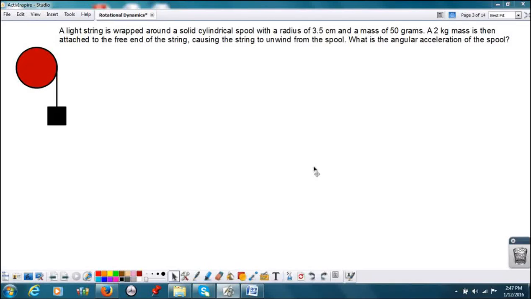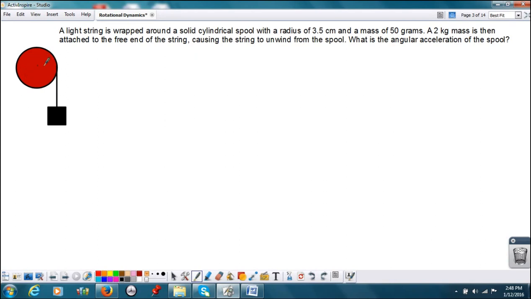A light string is wrapped around a solid cylindrical spool with a radius of 3.5 centimeters and a mass of 50 grams. A 2-kilogram mass is then attached to the free end of the string, causing the string to unwind from the spool. What is the angular acceleration of the spool?